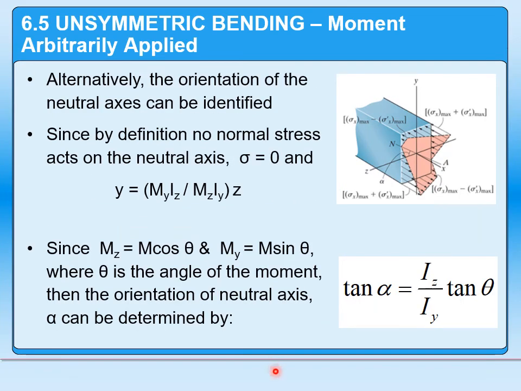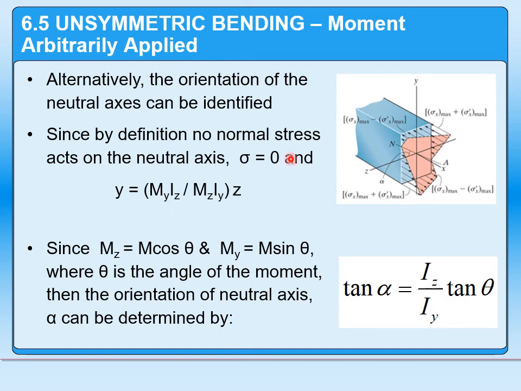An alternative approach would be to determine the actual orientation of the neutral axis. Again, if you take a look at this diagram, you see the neutral axis has a stress value equal to 0, and you'll notice the stress varies linearly with the distance away from that. So if you know where our centroid is and you know the angle of the neutral axis, you can easily determine what the value of the stress is at any point on the surface.